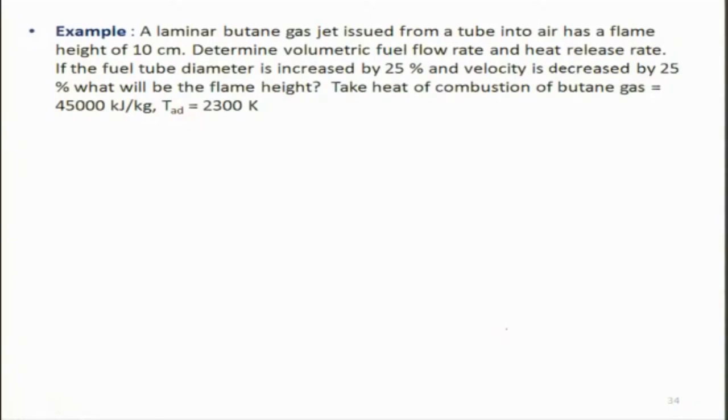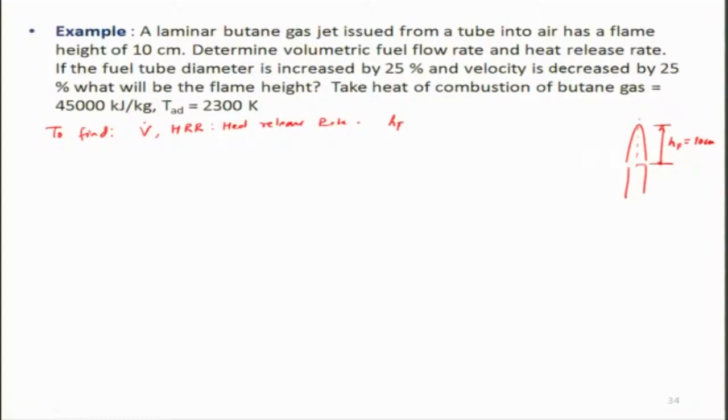So, we will take an example of how to use Roper's formula for calculating the flame height. A laminar butane gas jet is issued from a tube into air, with a flame height of 10 centimeter. So, let us say this is the flame, and this height HF is given as 10 centimeter. And we will have to find out the volumetric flow rate, V dot, and the heat release rate, HR. That is the first part, but then we will also have to find out HF.